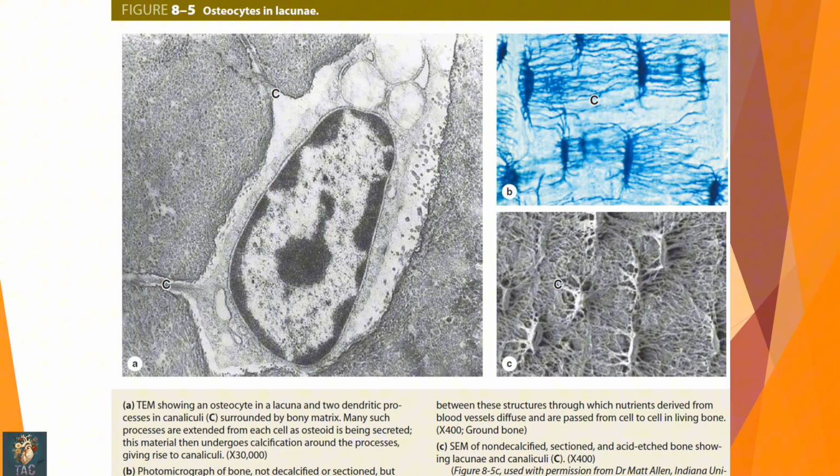Again, this is the electron microscopic picture of the osteocyte. This osteocyte is present in its lacuna, sending out small processes. These are the cytoplasmic processes of the osteocyte, which are present in the canaliculi. So this is the diagram again showing the osteocytes and their processes which are present in the canaliculi. Again, you can appreciate this in this ground section as well.